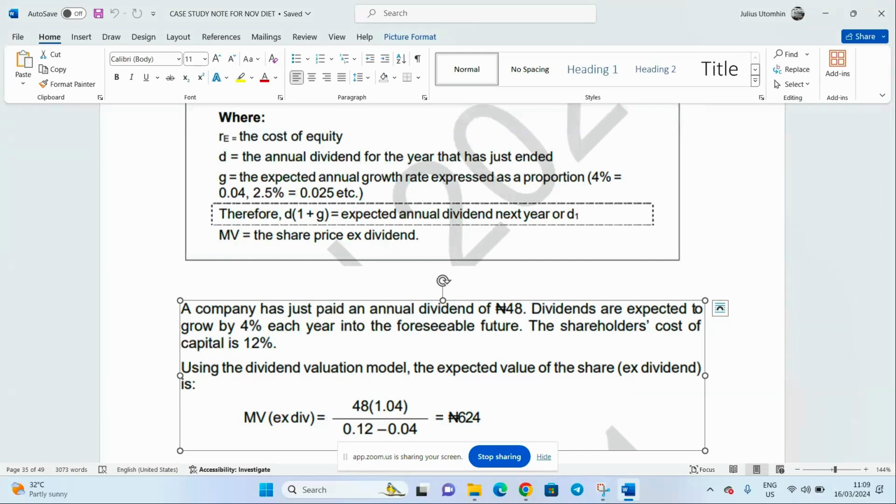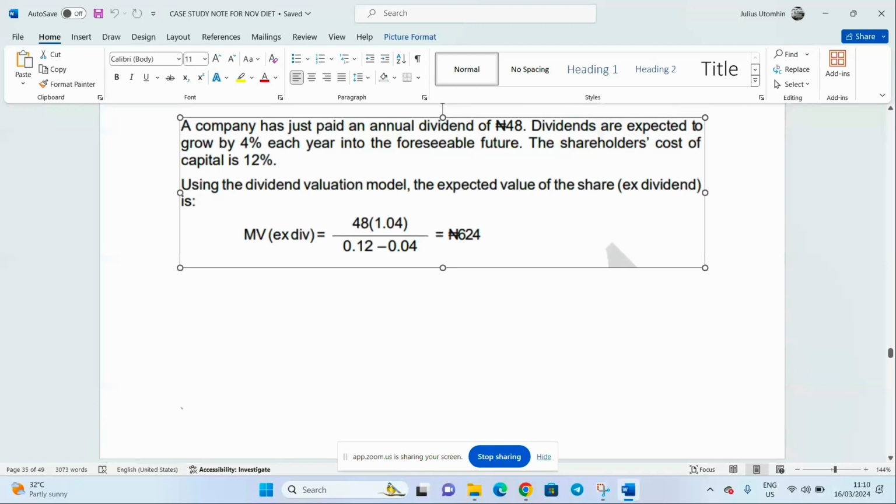48 naira times 1.04, what do you have? 49.92. Great. Divide it by 8%, that's 0.08. What do you have? 624. Yeah. Is it clear? Yes. That is where this market value is coming from.